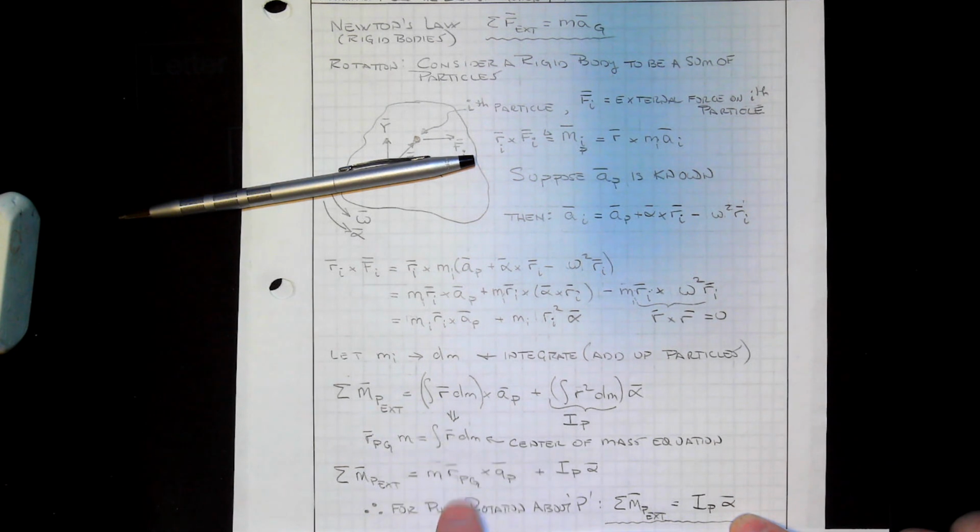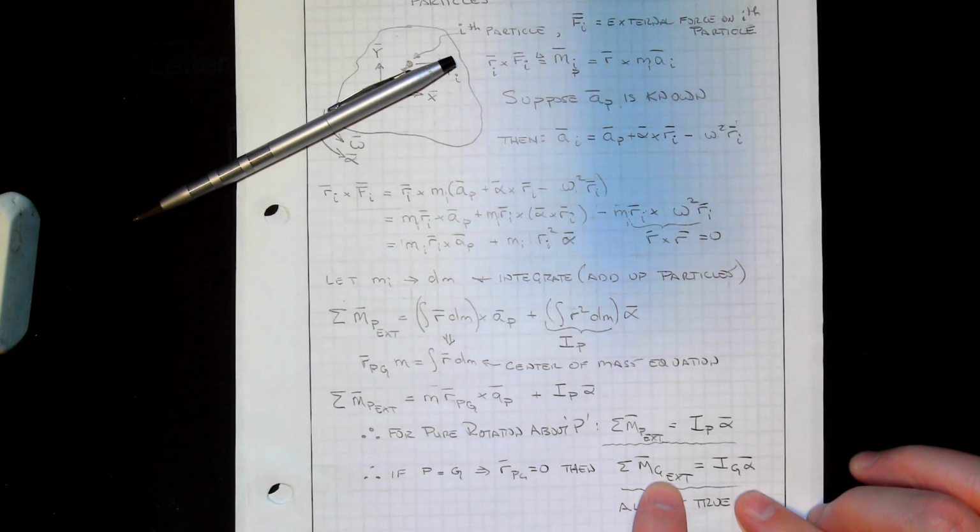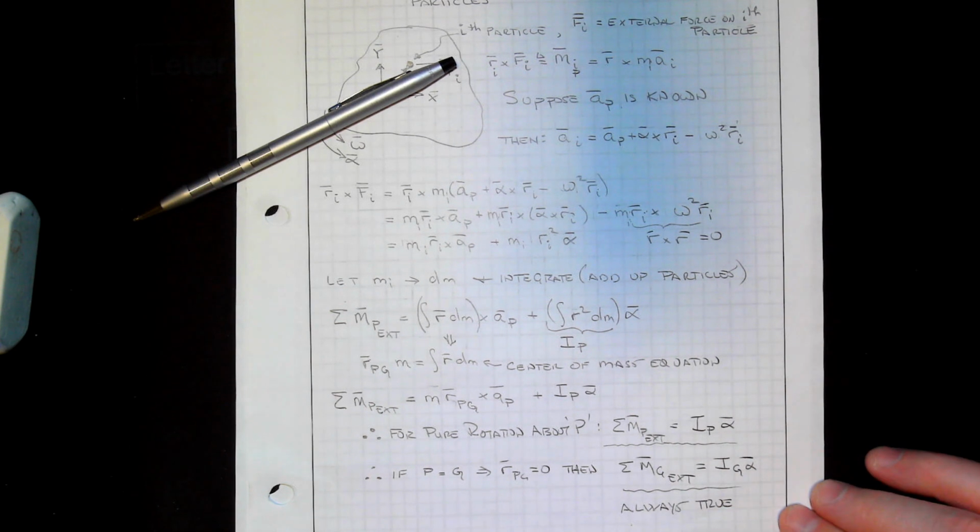But suppose we make P be the center of gravity. Well, r from G to G is 0. That wipes this term out, and we're left with the following equation. The sum of the moments about the center of mass is Ig alpha, and this is always true. It is absolutely always true. Okay?